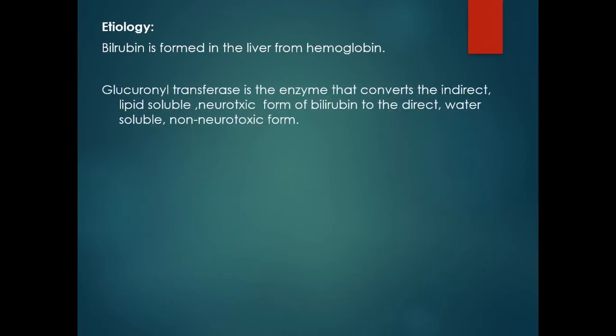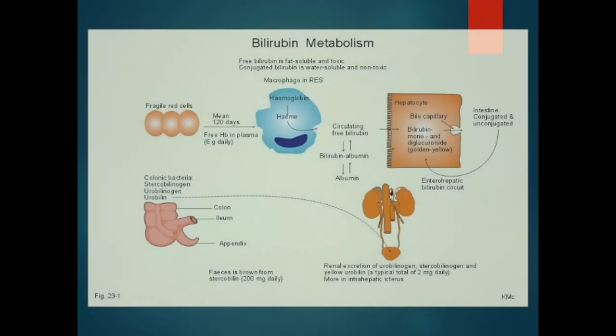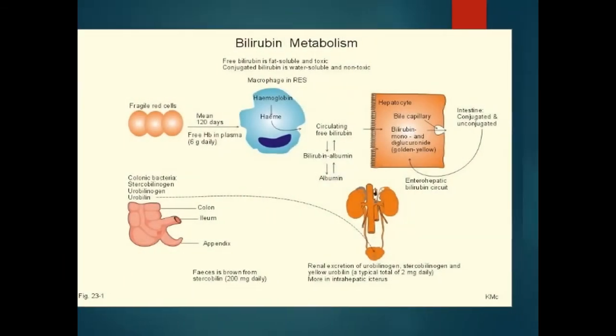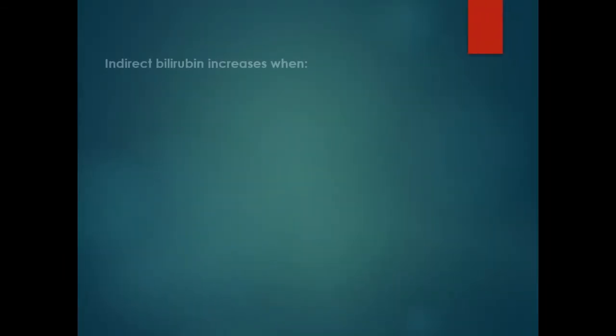Etiology: bilirubin is formed in the liver from hemoglobin. Glucuronyl transferase is the enzyme that converts the indirect lipid-soluble neurotoxic form of bilirubin to the direct water-soluble non-neurotoxic form. Indirect bilirubin increase.